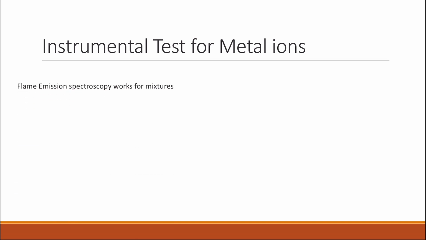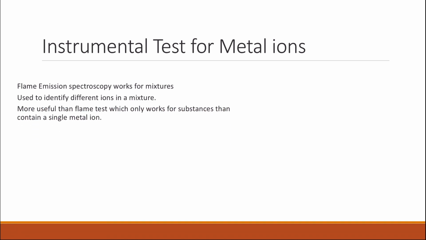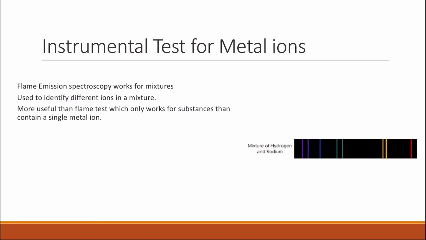Flame emission spectroscopy can work for mixtures as well, and it can be used to identify different ions in a mixture. So it's more useful than the flame test, because the flame test can only be used if you have only one element. So let's have an example for that.